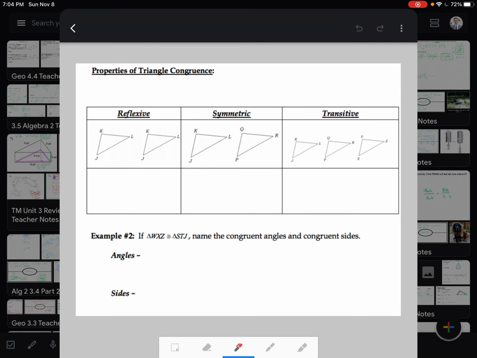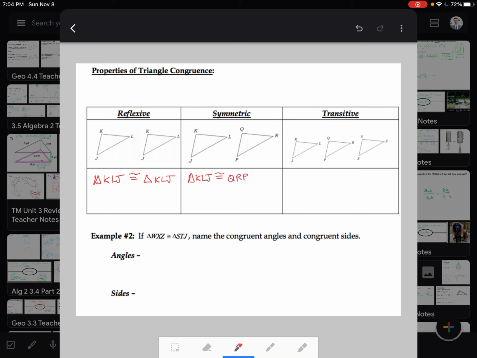All right, so some properties of congruence. Just like we learned in our last chapter, the same thing applies to triangles that would apply to anything else. Reflexive just means that something equals itself. So triangle KLJ is congruent to triangle KLJ. Now notice, just like angles, it does matter the order we write this in. So we have to go from K to L to J. Be careful on future ones to make sure you're doing the same thing.